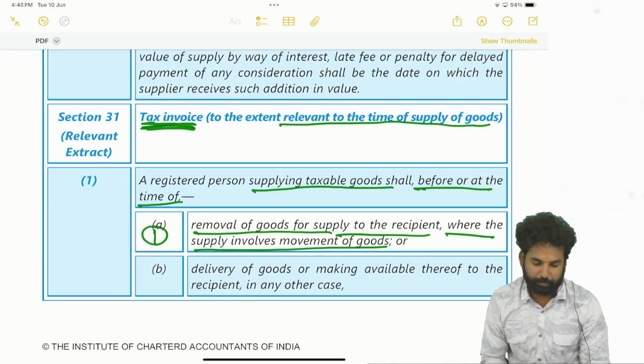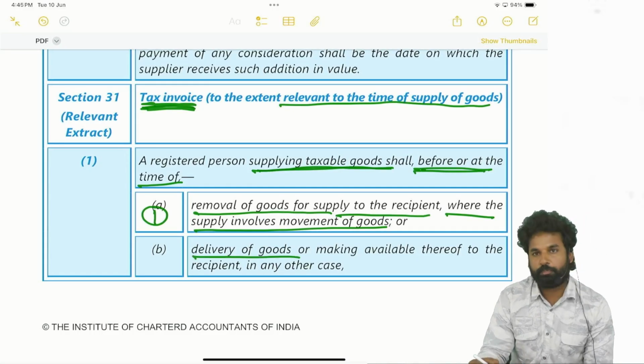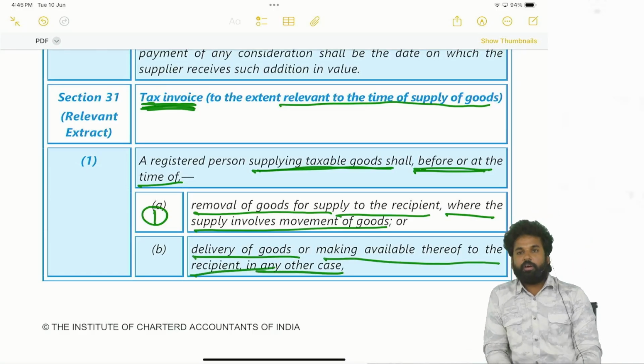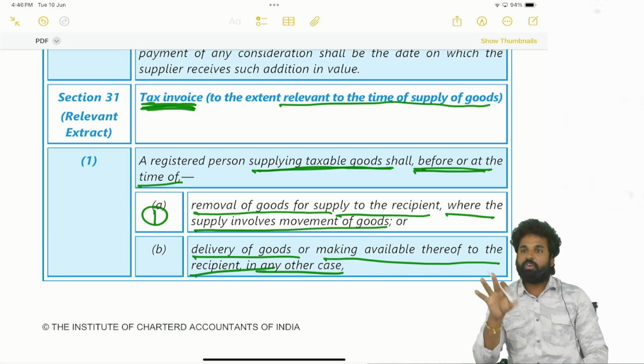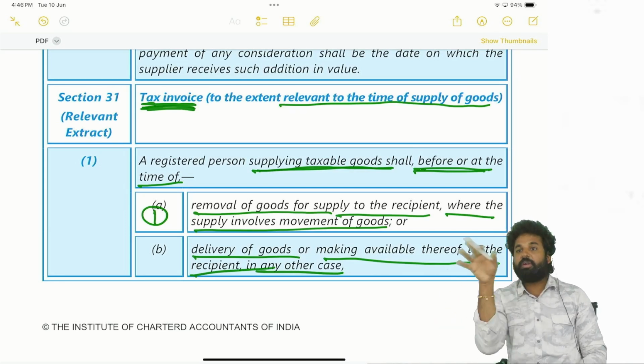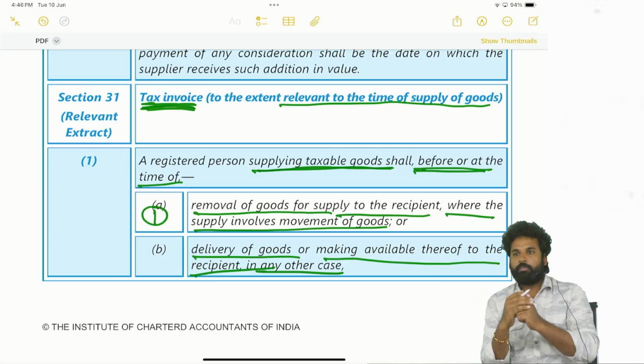Right? Next clause: a registered person supplying taxable goods shall, before or at the time of delivery of goods or making available thereof to the recipient, in any other case, delivery of goods. See, when there is removal or movement of goods from the supplier's place to the recipient's place, there is a movement of goods. Delivery or making available means you are going to the shop and collecting the goods in the shop itself. That is what delivery is.